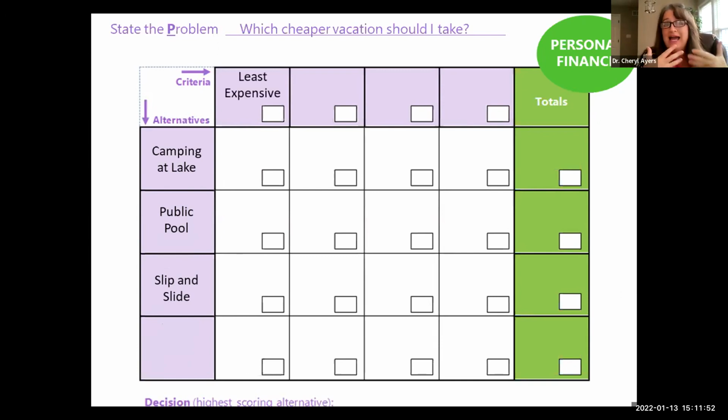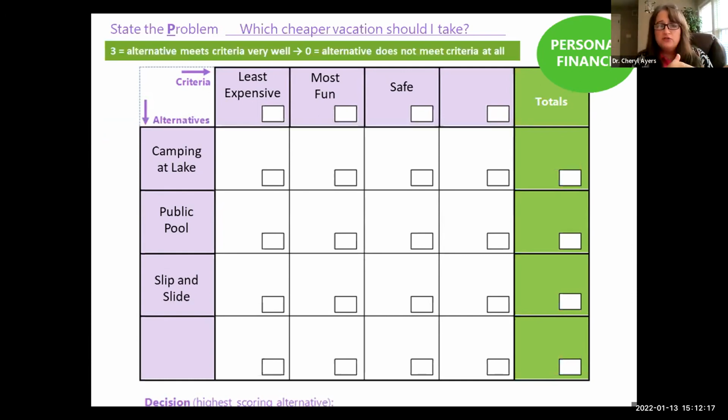Now, here's what I hope to accomplish by making this decision. My criteria is I need it to be the least expensive possible. I want to have the most fun possible. And at 51, I need something to be a little safer than maybe in my 20s. So what I'm going to do is take each alternative and weigh it against each criteria. So those are our values, 3, 2, 1, or 0.